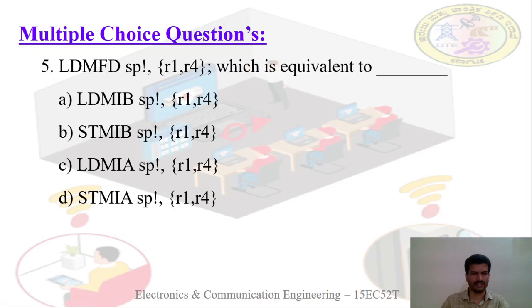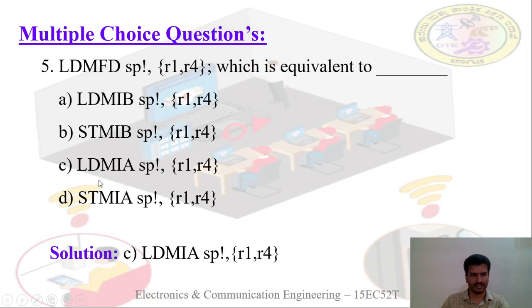So next question, LDMFD SP, within curly brackets R1 to R4, which is equivalent to dash. So LDMFD is equivalent to A. LDMIB, or B. STMIB, C. LDMIA, D. STMIA. So the base register and the register list are the same. So LDMFD is equivalent to which instruction?